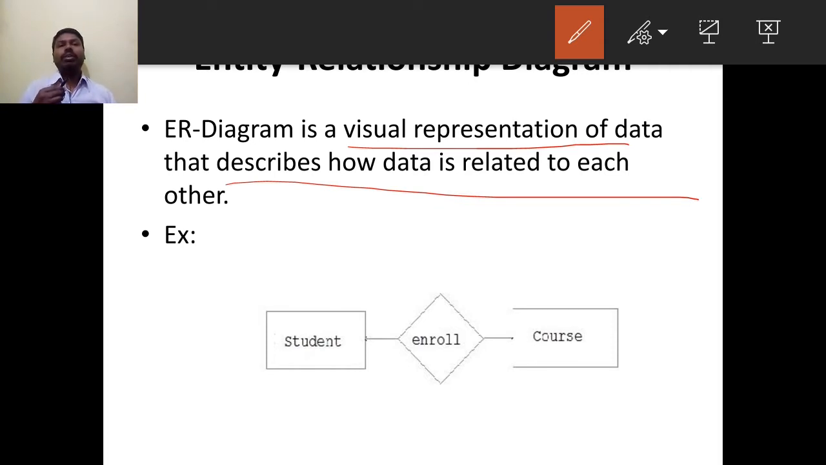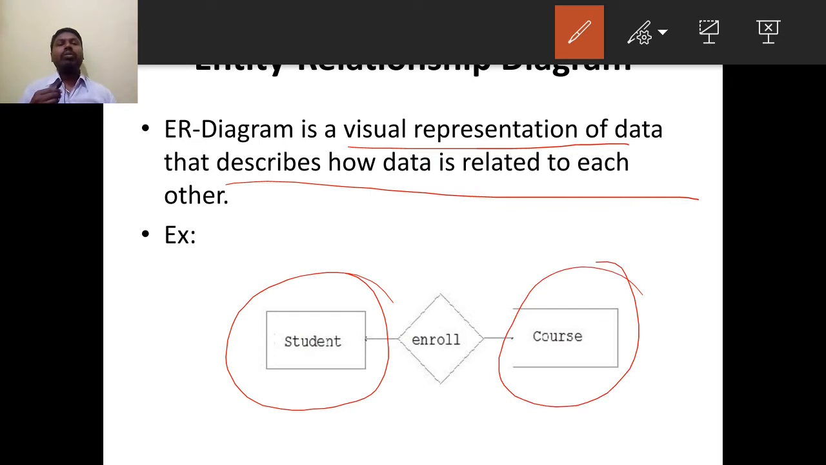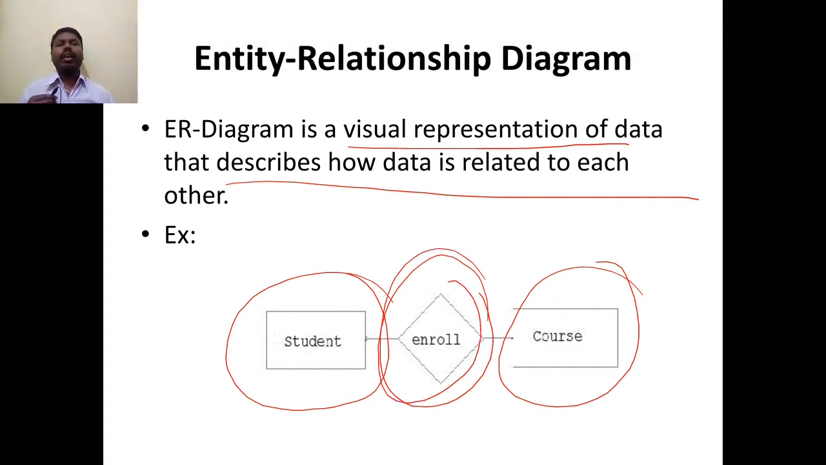We will see one small example so that you can easily understand. Here you can see a student is an entity, and course is an entity. How are these two entities related? By enrolling. A student can enroll in a course. So student is an entity and course is another entity, and they relate by enrolling. Understand? So what is an ER diagram? An entity relationship diagram is a visual representation of data that describes how data is related to each other.